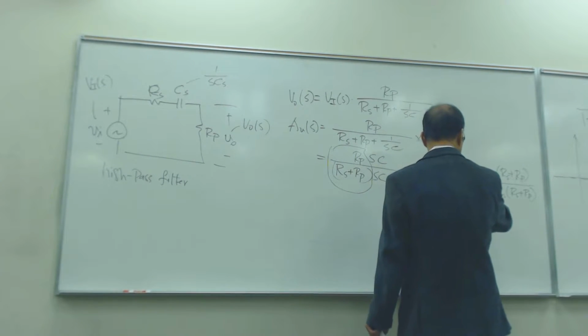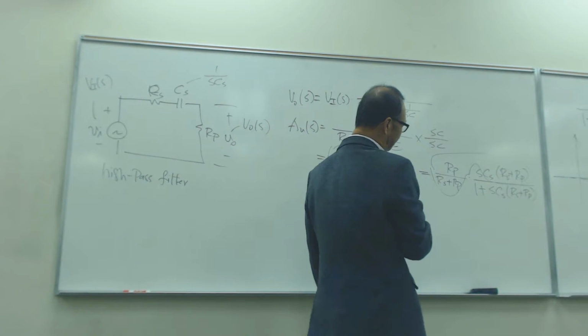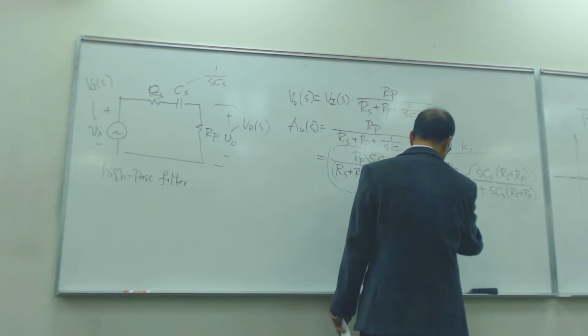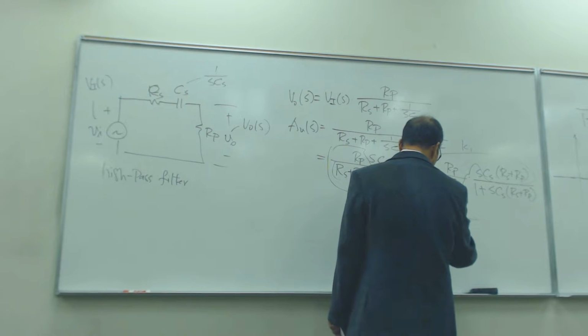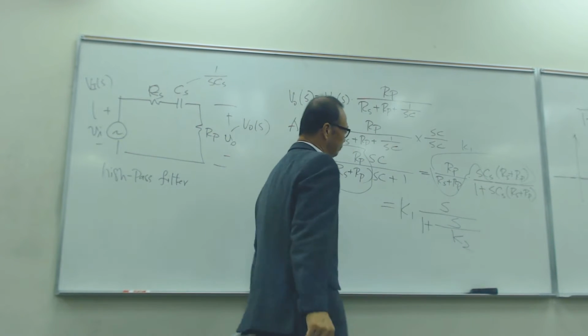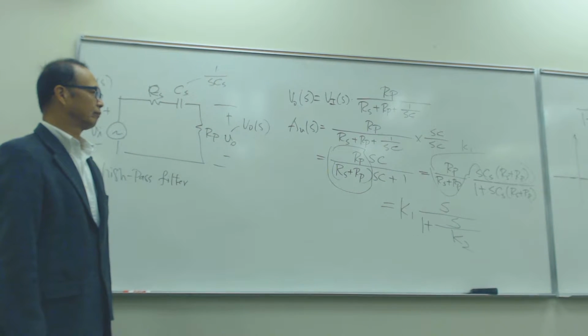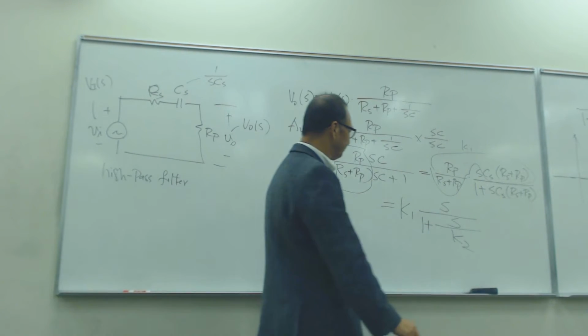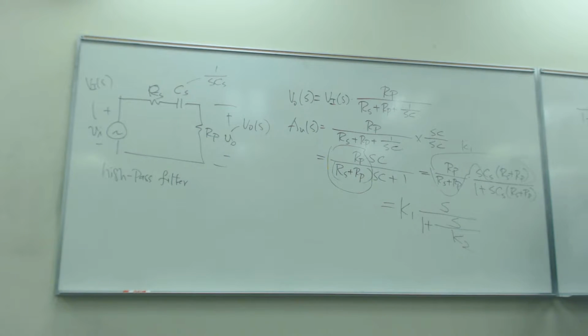Basically, this and that is a constant, so I'm going to call this constant K1. All these are constants. S on the top, and then on the bottom, I have 1 plus S over something, because I want to put 1 plus S over a constant 2. Got it? Correct? So now the question is, what is constant 2? What is K2? K2 is 1 over C(RS plus RP). Is it correct or not?